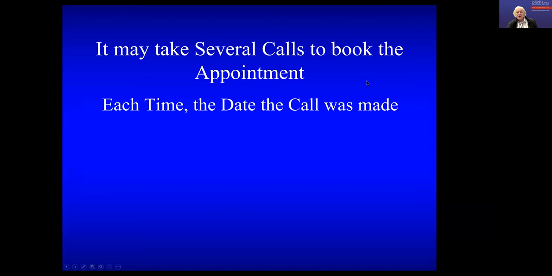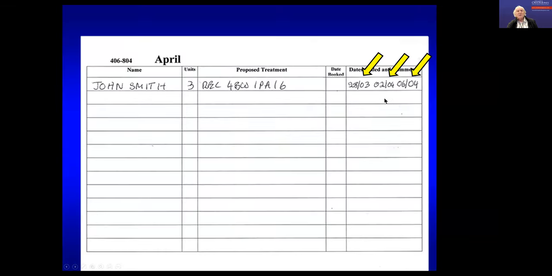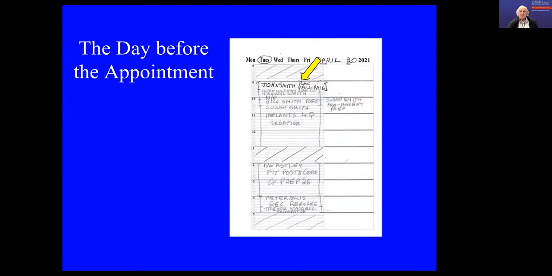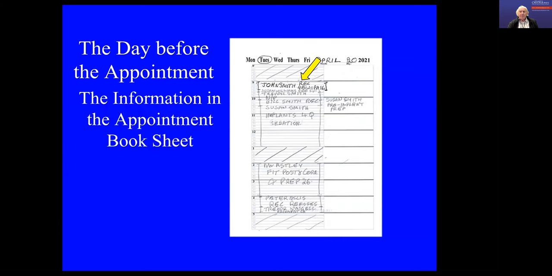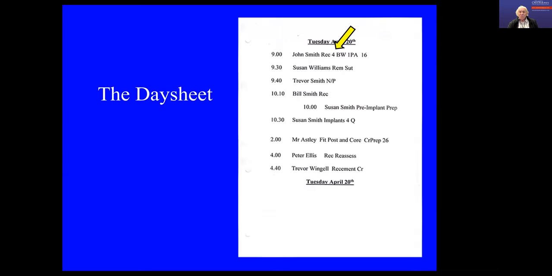It may take several calls, and each time record it. Maybe after three times, you might wait and telephone in a month's time or 2 months' time. So the information that you wrote, that you wanted the patient to come in for recall, four bite wings, one PA, and 1-6, is now on the day sheet.